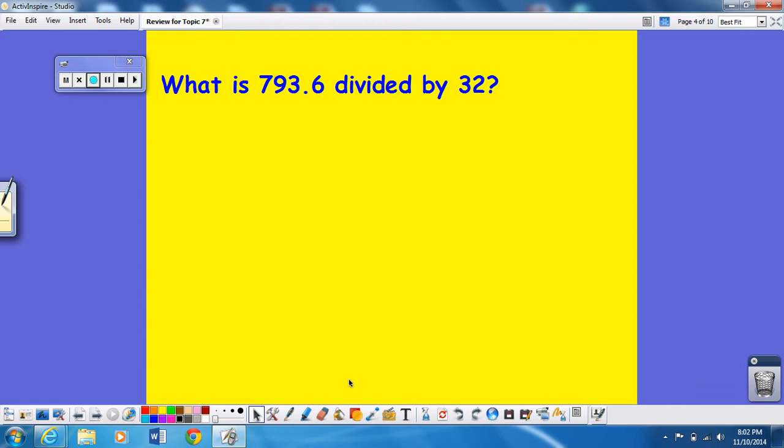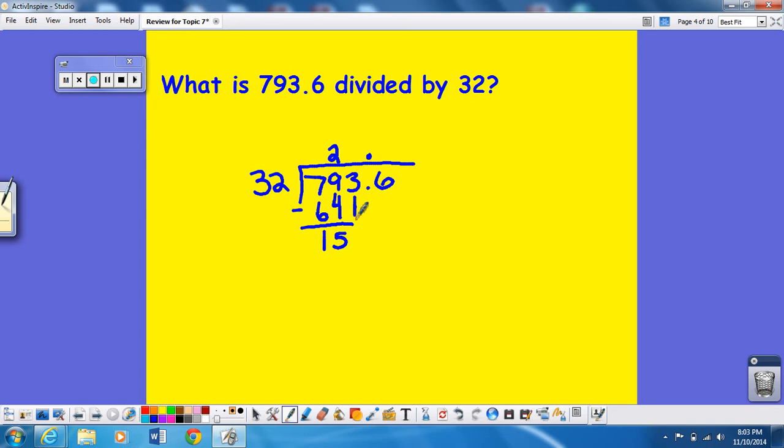All right, this is just a simple division problem that you're going to have to set up. What is 793 and 6/10 divided by 32? First step in dividing a decimal by a whole number is bring that baby up. Now you're ready to divide normally. 32 doesn't go into 7, but it goes into 79 twice. 2 times 2 is 4. 2 times 3 is 6. Let's subtract and bring down. Oops. 32 into 153.